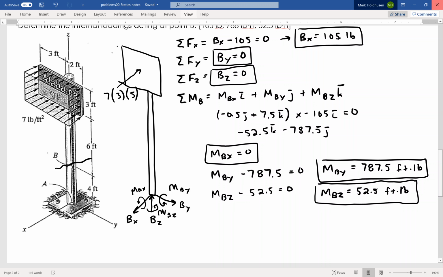And for what we have here, we have a shear force in the x direction of 105. I have a bending moment about the y-axis of 787. And then we've got a torque or a twist about the z-axis of 52.5.